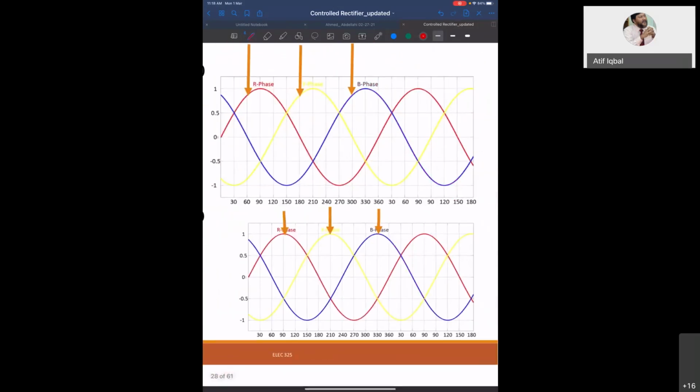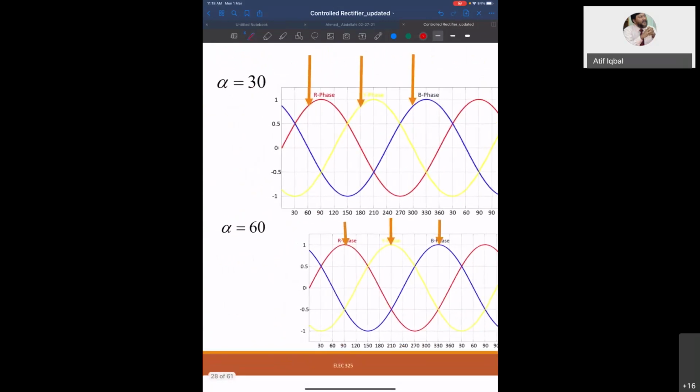So this is for alpha equal to 30 degree. You see, this is my operating point. So I will move like this, and I can draw my output voltage in this way. This is my output voltage.